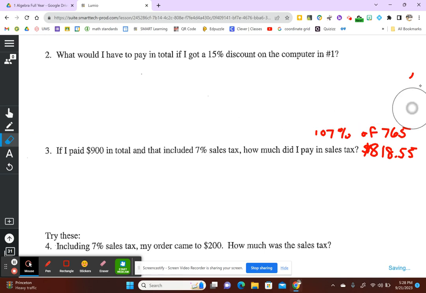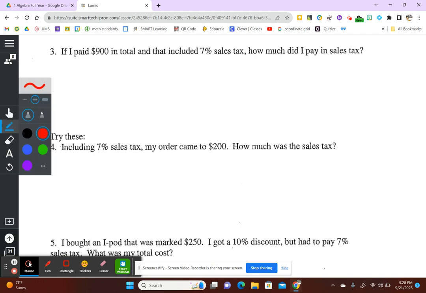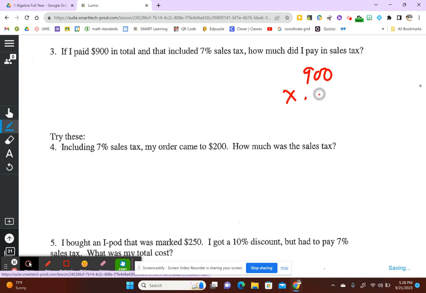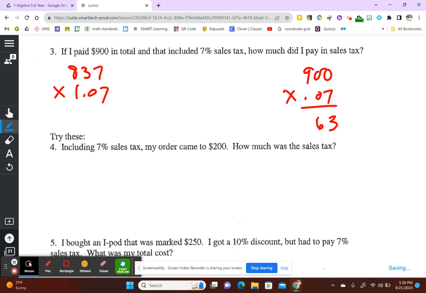Now, this next one is a tiny bit trickier because this one says, if I paid $900 in total, and that included my 7% sales tax, how much did I pay in sales tax? So some of you will say, well, that's easy. Just do 900 times 0.07 and you paid $63 in sales tax. But let's see if that works. If I do 900 minus 63, that's 837. And if I say 837 times 1.07, that should give me 900 if I was right. But that only gives me 895.59.